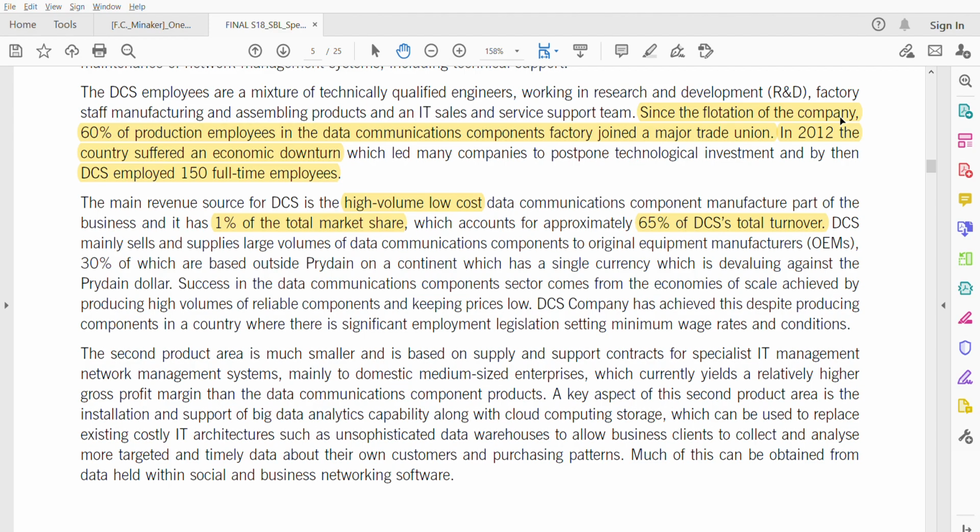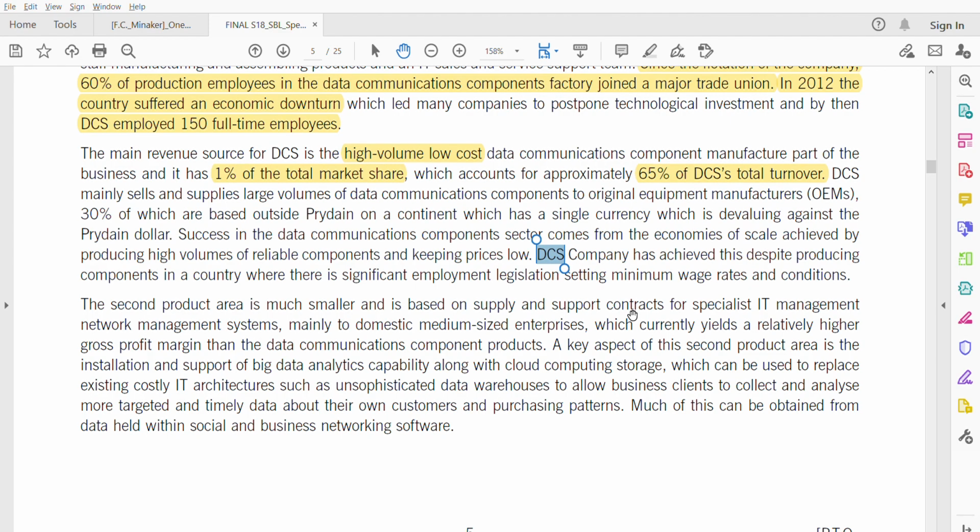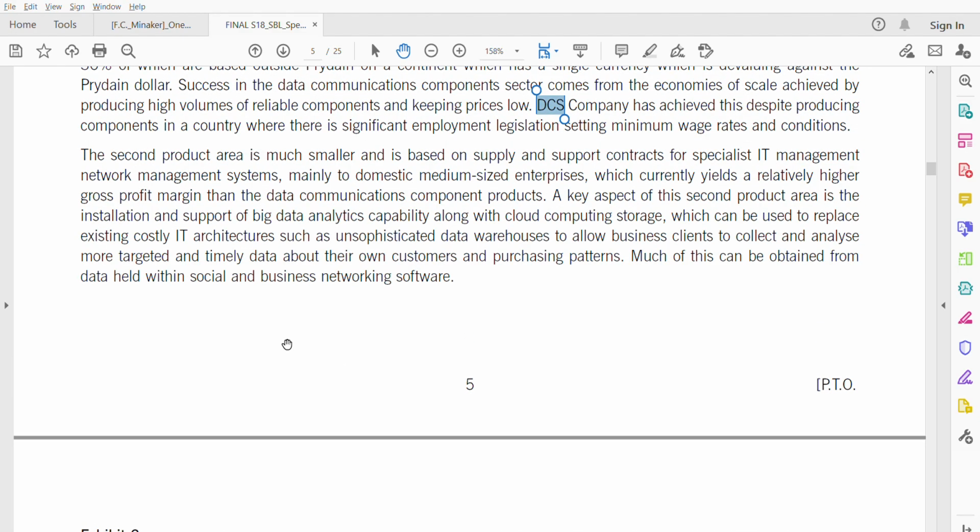So DCS company has achieved this. Okay, I'm reading from here. DCS company has achieved this despite producing components in a country where there's significant employment legislation setting minimum wage rates and conditions. Okay, now let's go to this. The second product area is much smaller and is based on supply and demand contracts for specialized IT network management system mainly to domestic medium-sized enterprises, which currently yields a relatively higher gross profit margin than the data communication component product. I'm not going to highlight the whole thing. Already I've highlighted this in the introduction, that the second product area is smaller and they sell to the domestic medium-sized enterprise. So second time I'm not highlighting it, but what's important is this one.